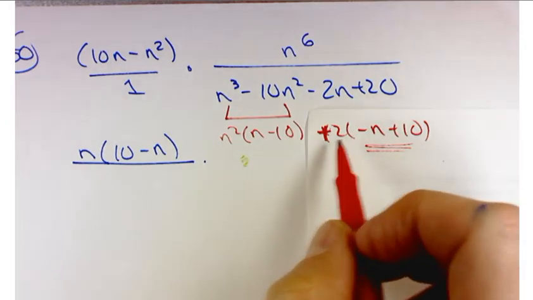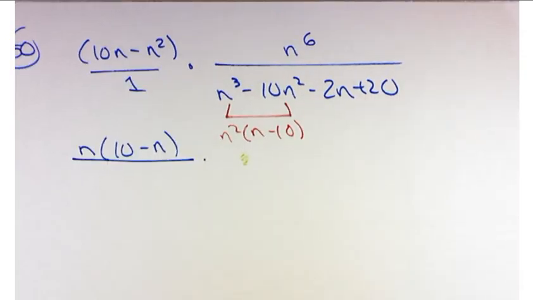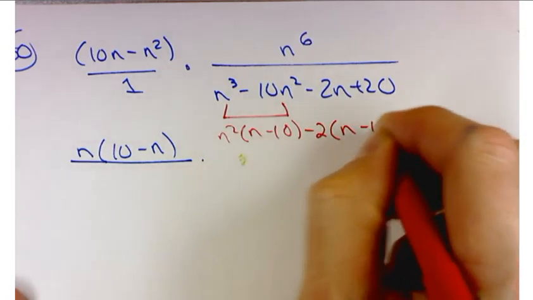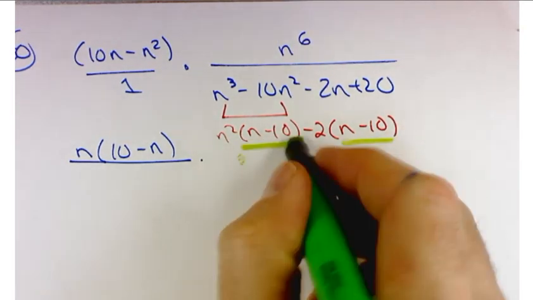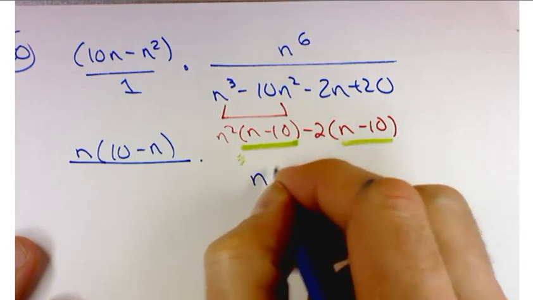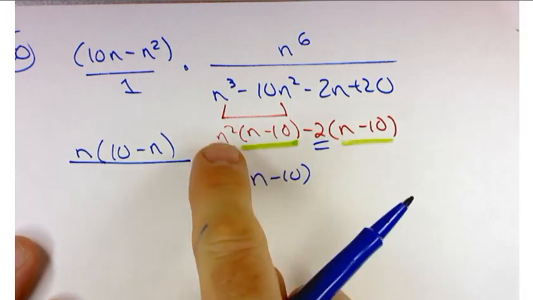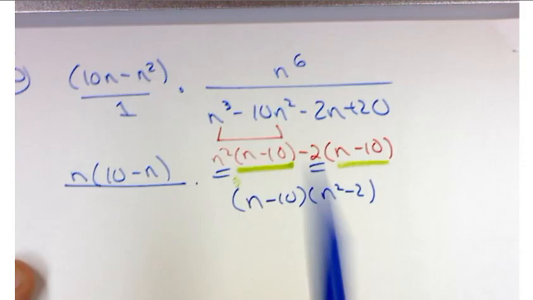So to fix that, you look at this and say, you know what? I need to factor out a negative 2. And that's what's going to work. So negative 2 times n minus 10. That works. What's nice about that is that these terms both match. So you know you're on the right track. You can keep going with your factor by grouping. So that's n minus 10 times n squared minus 2. So that's how that denominator factors.